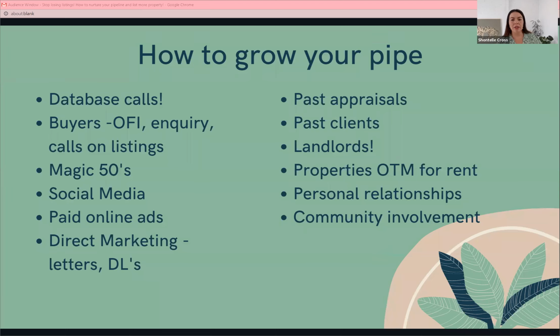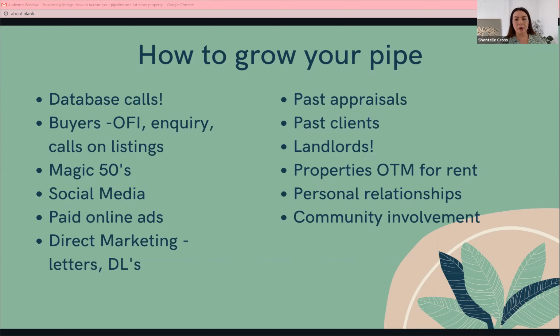So guys, a lot of agents that I meet haven't built a pipeline, or they have, but they're storing it up here in their heads. And it's just not effective. So let's have a look at how we can build a pipeline in different places that we might come across pipeline clients. So number 1 on here, database calls.